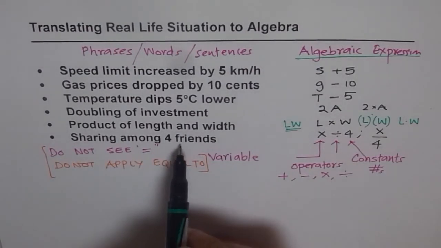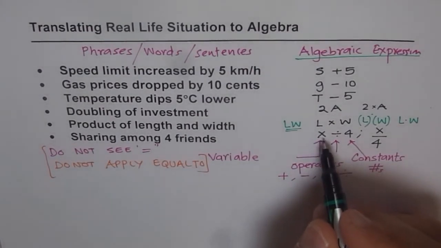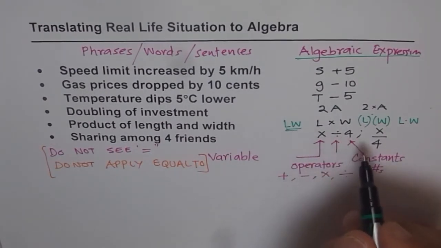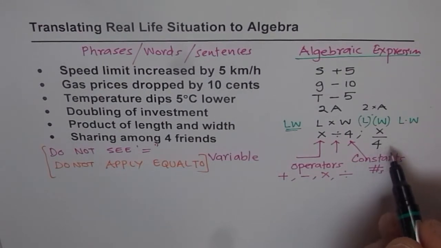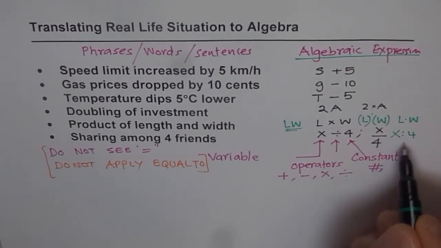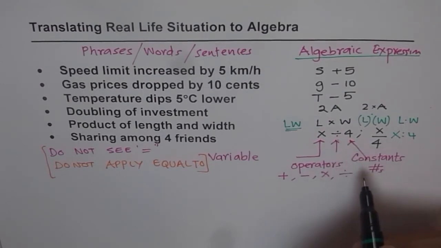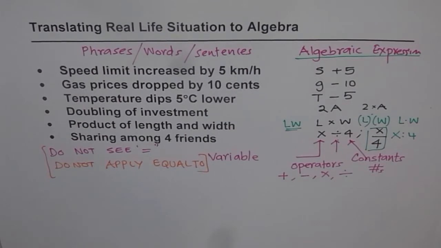Sharing among 4 friends is like dividing, right? So if you have an X amount, it is X divided by 4. Now, divide can be written as X over 4, or sometimes we also put it in ratios, right? X is to 4, sometimes. Well, in this situation, these two are better options. In fact, X divided by 4 is probably the best when we are talking about algebraic expressions in this particular case. I hope you get the concept.